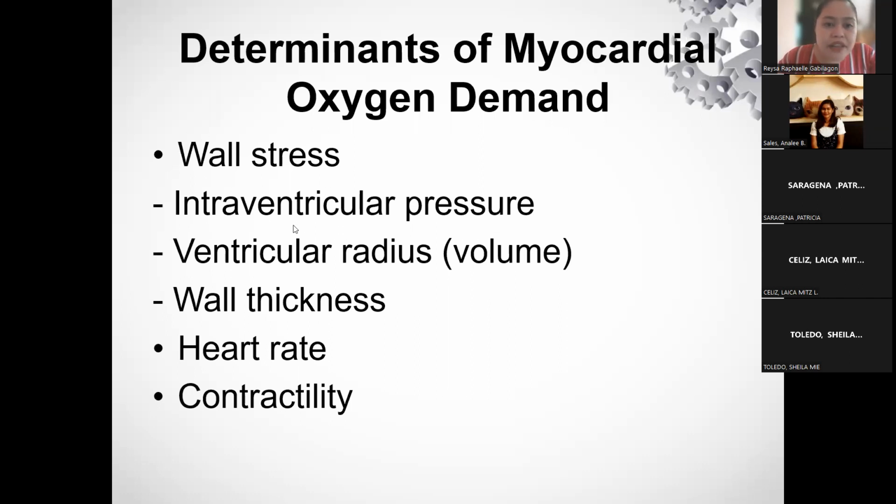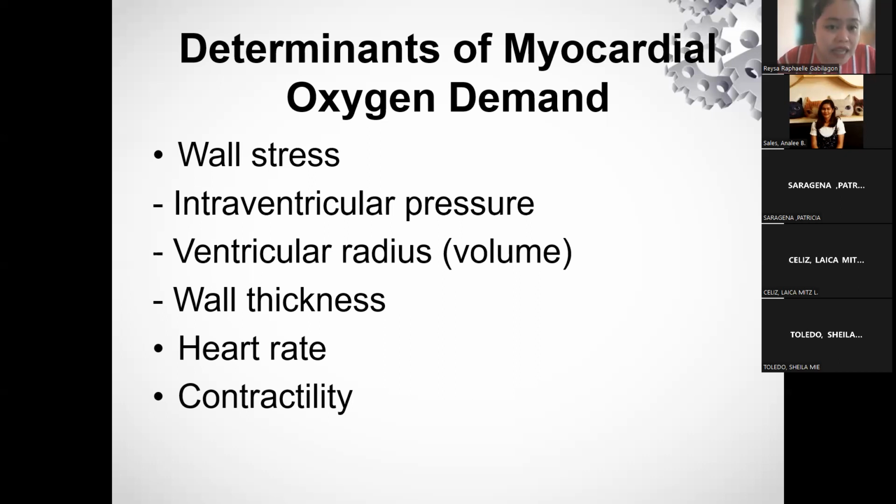So, like our intraventricular pressure, the blood pressure itself will determine how much oxygen we need for our heart. The ventricular radius, okay, kung gaano kalaki yung ating blood vessel, including the wall thickness, will also determine the oxygen demand. Syempre kung malaki yan, maraming blood yung kailangan mag-flow dyan.